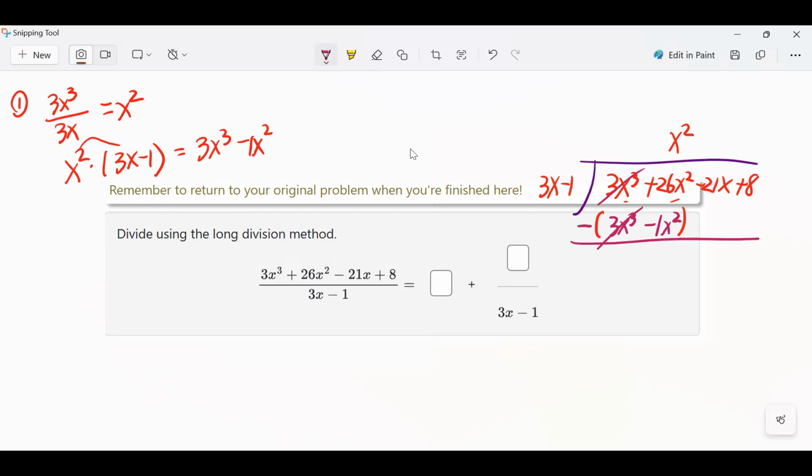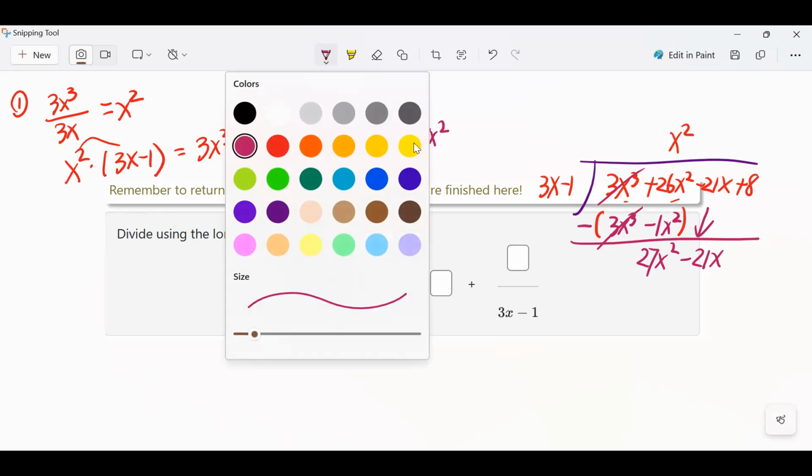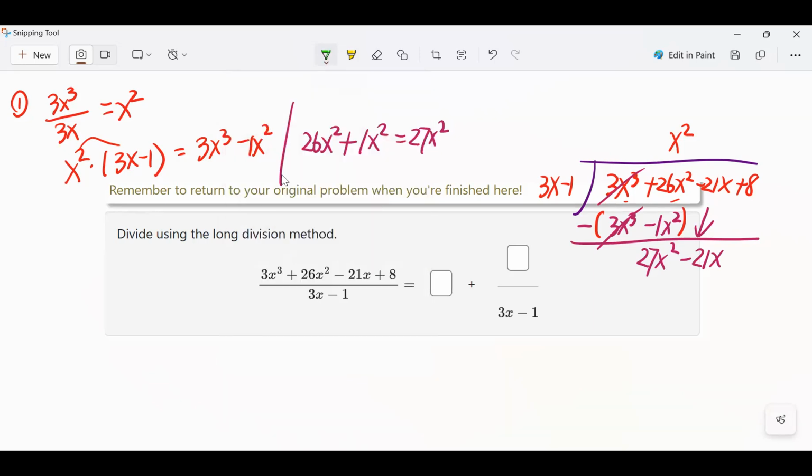Now we get 26x squared, minus becomes plus 1x squared equals 27x squared. Now next step, bring down the minus 21x. Okay. Now very similar, right? Another, repeat the process one more time.